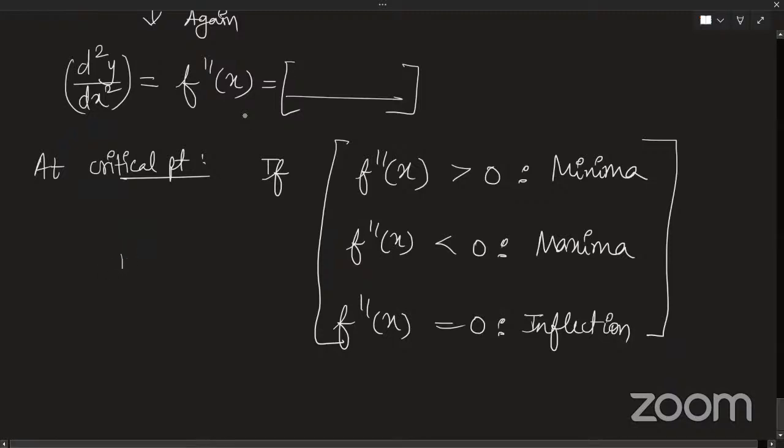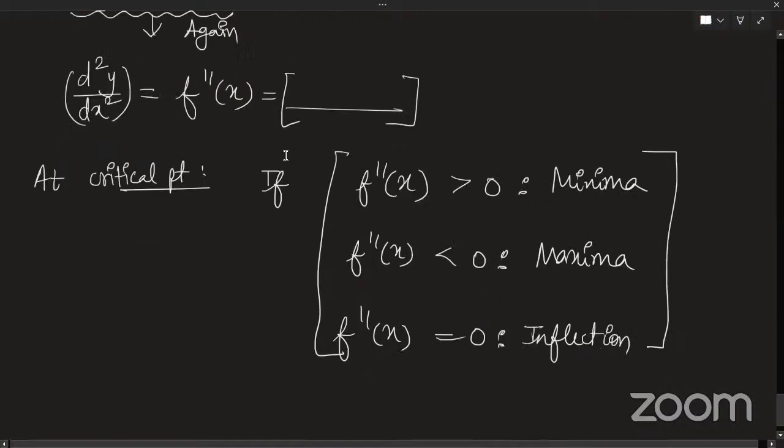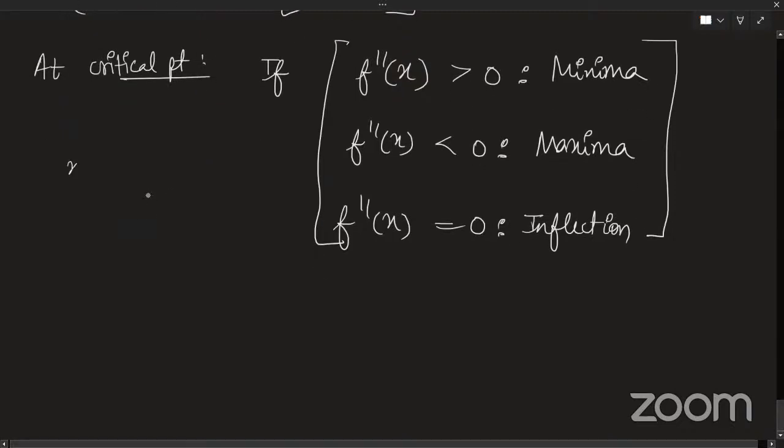So for example, I have any critical point. Let us say x is equal to x naught. So at this x naught, I want to check if it is a maximum, a minimum, or an inflection. So what will I do? I have found out this second derivative.